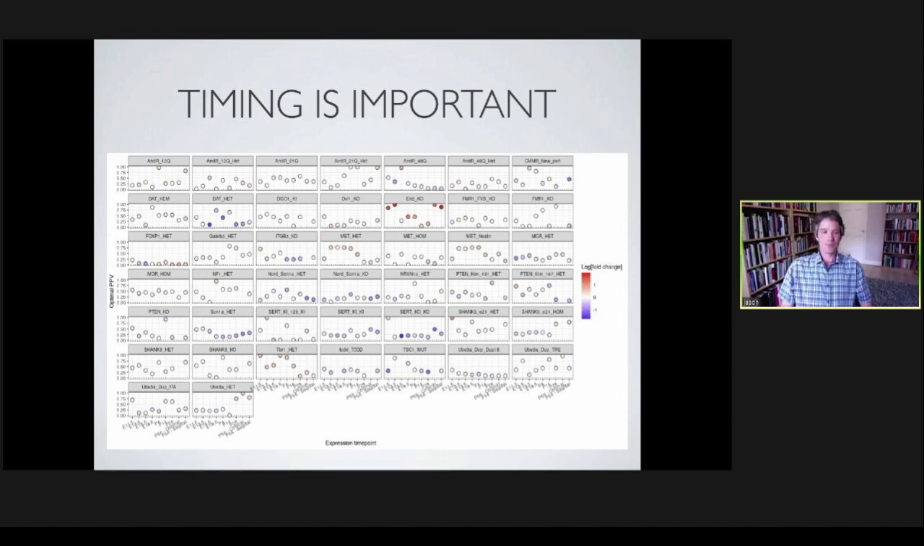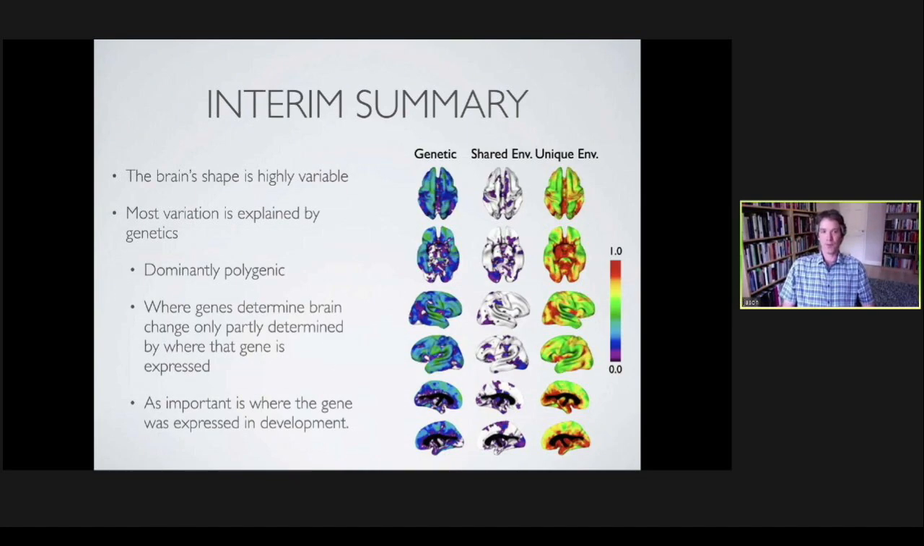So as an interim summary from what I've talked about so far, as we know from all the human studies, which motivated this series of studies to begin with, the brain's shape is highly variable, and most variation can be explained by genetics, which is dominantly polygenic. So again, single genes contribute a small amount, adding up to a larger difference. Where the gene is expressed only partly determines where the shape of the brain will change, more so in some genes than others. And often it is as important where the gene was expressed in development as where it is expressed in adulthood at the time of the imaging study itself.